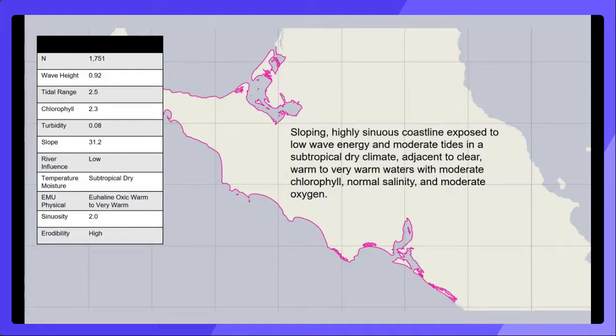Here we can describe the west coast of our study area as having sloping, highly sinuous coastline exposed to low wave energy and moderate tides in a subtropical dry climate adjacent to clear, warm to very warm waters with moderate chlorophyll, normal salinity, and moderate oxygen.